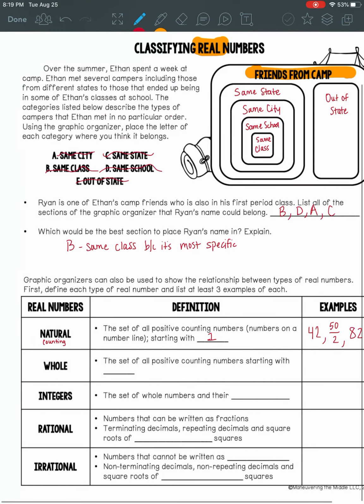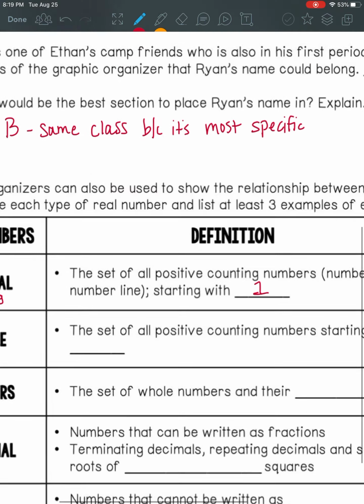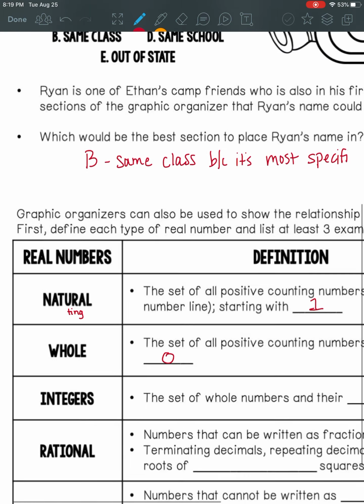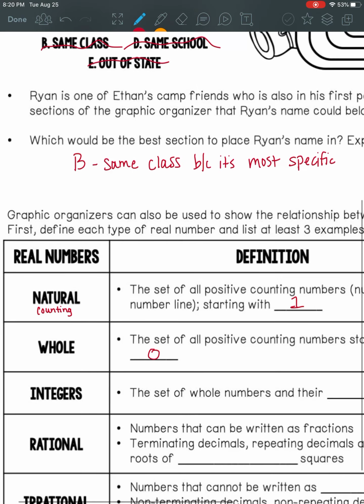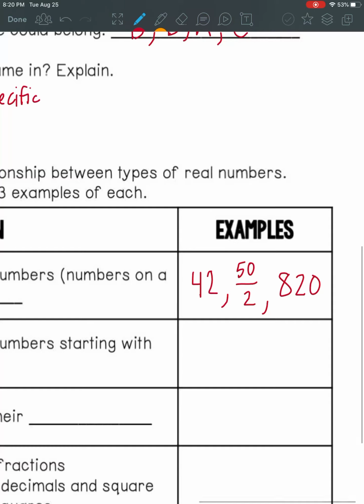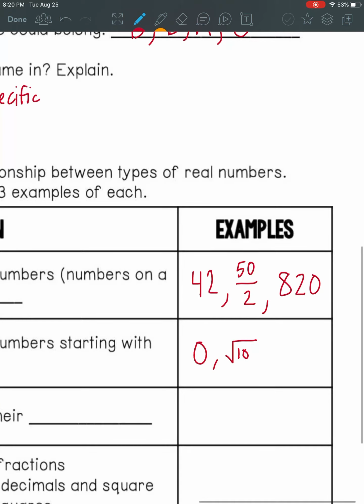Okay, whole numbers then are all the counting numbers, or all the natural numbers, but we're going to add in 0. So the only difference between natural and whole is that number 0. Okay, so again, I'm going to give you some examples. I'm going to give you 0 as an example. I'm going to give you a square root example. So the square root of 100 is 10. 10 is a whole number.